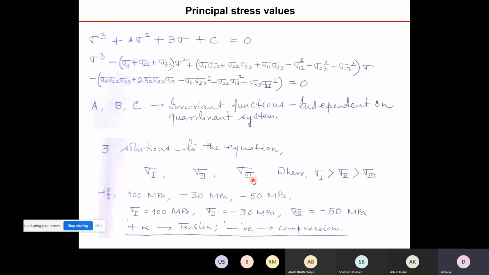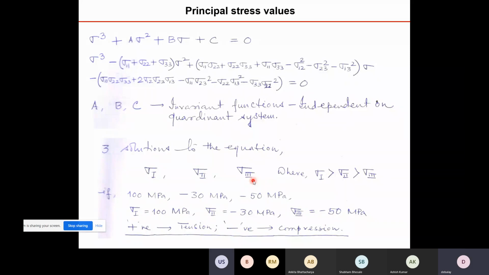So if I ask you, what are the principal stresses in uniaxial tensile loading? The answer would be sigma 1 will have some value that you apply. Sigma 2 equal to sigma 3 equal to 0.